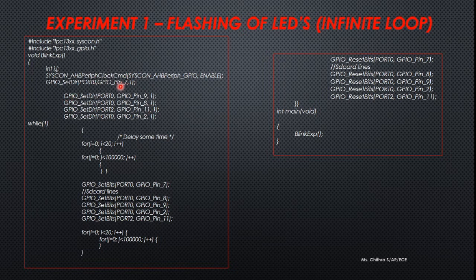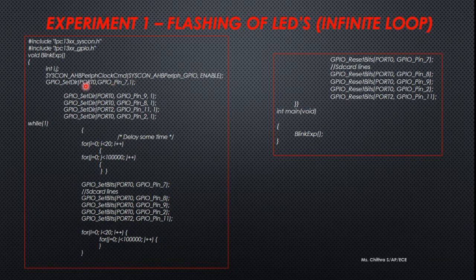Port 0, pin 7 is by default what we call the onboard LED, which is present on the ARM processor board itself. And we are connecting 4 LEDs externally: port 0, pin 9, port 0, pin 8, port 2, pin 11, and port 0, pin 2. In port 0, pin 7, on the board itself, that LED is soldered internally, so it doesn't require any external connection.